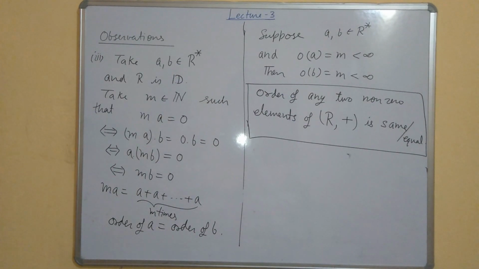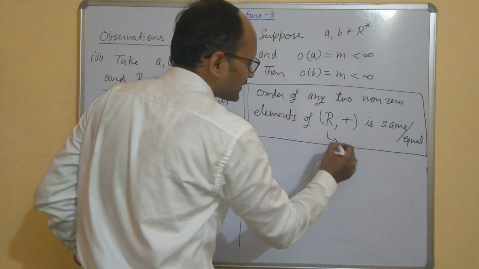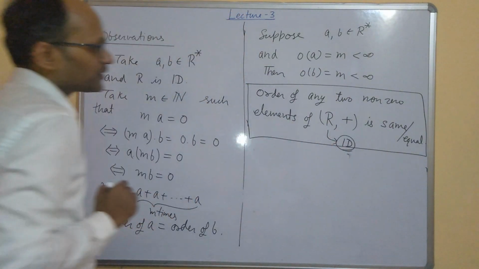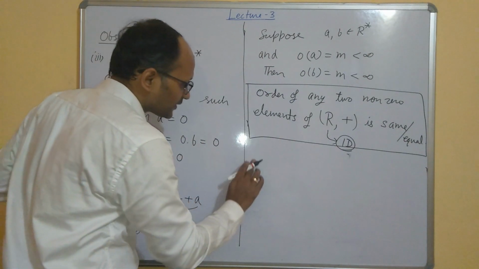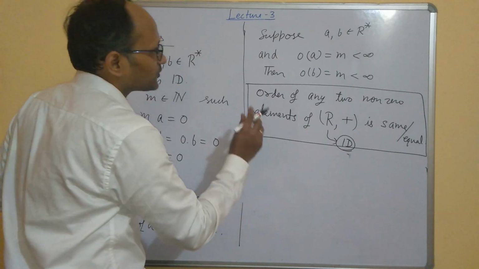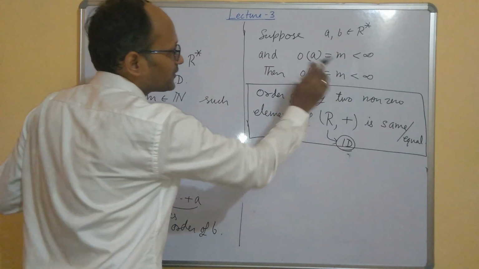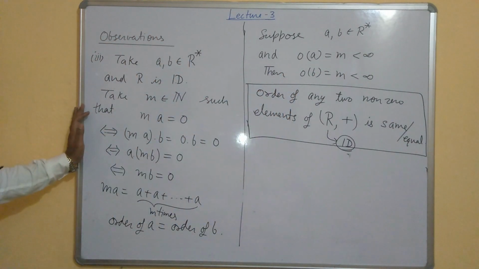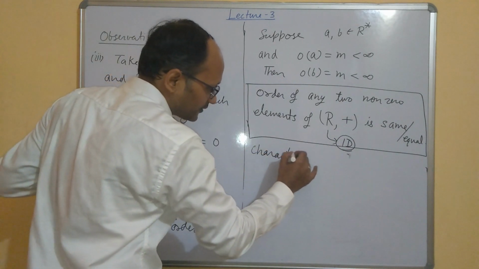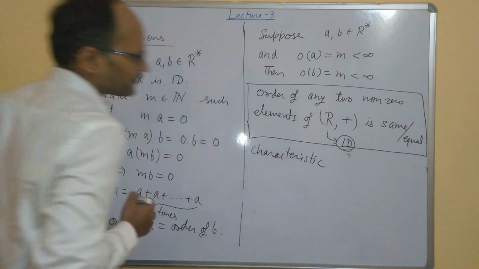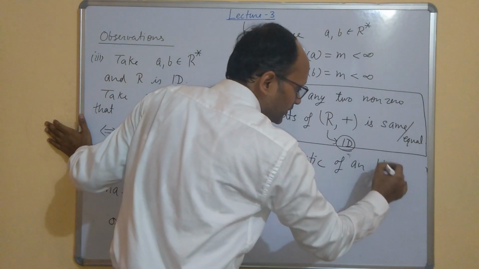So it means the order of a non-zero element of an integral domain, this is an integral domain actually, is somewhat special. So this number, if it is finite, is called the characteristic of the integral domain. So let me define it. Characteristic of an integral domain.